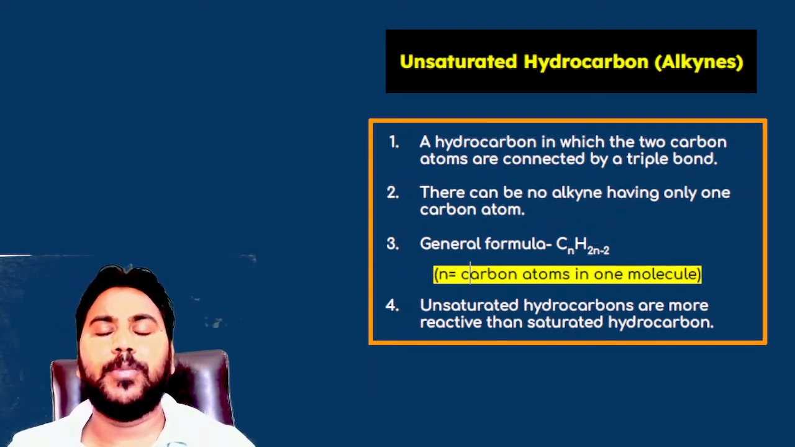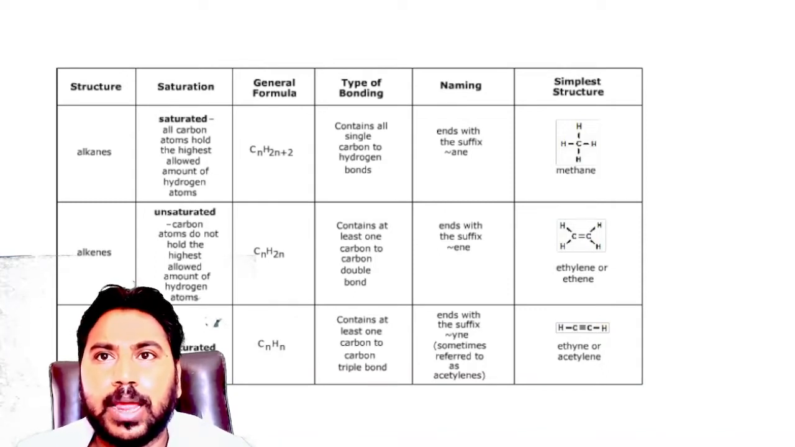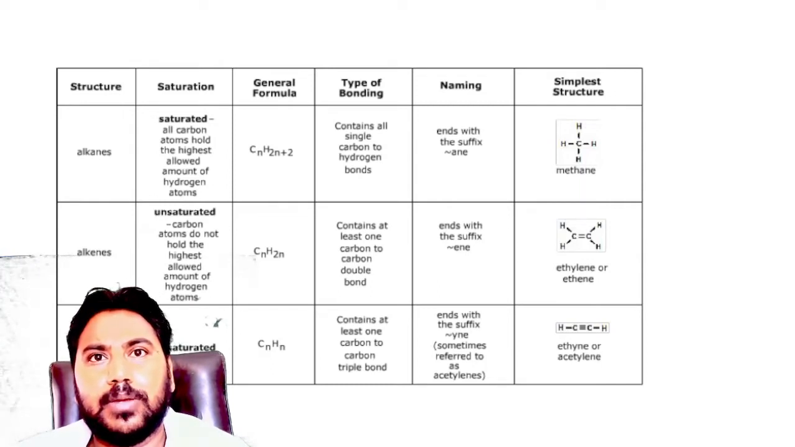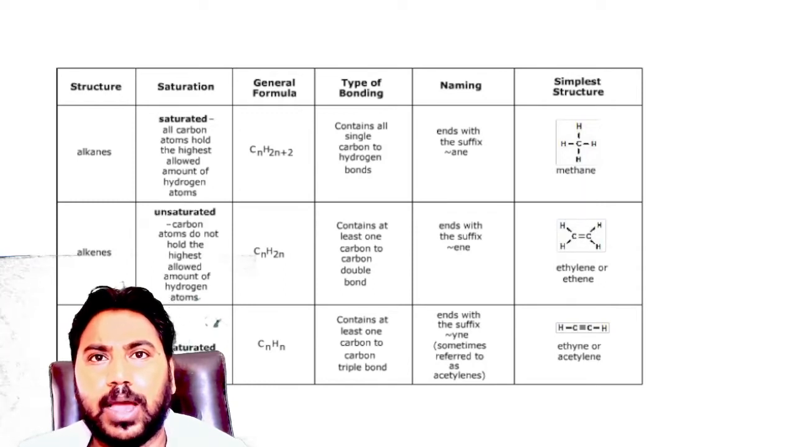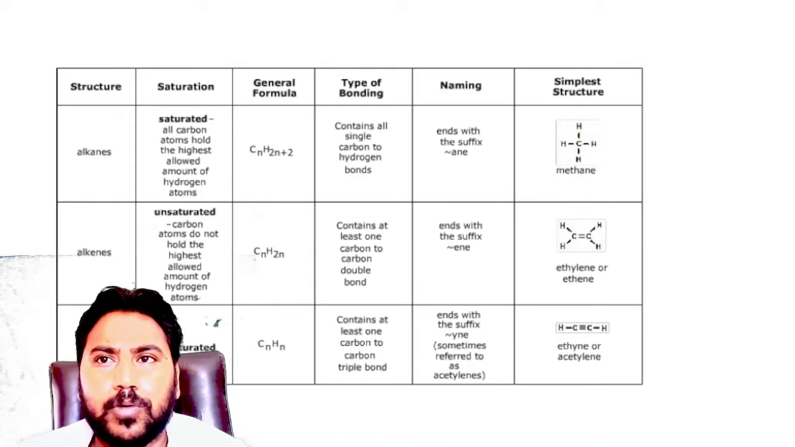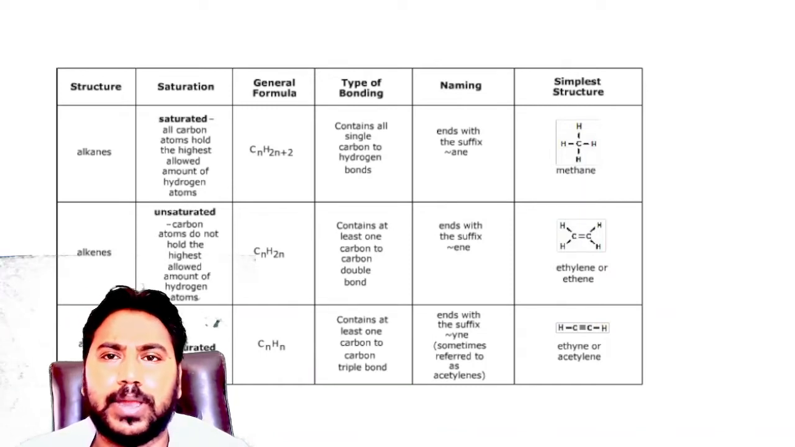Now let's draw the structure of alkane. As we know that carbon has valency which is equal to 4, and these valencies are satisfied by hydrogen. So here is the structure of methane, ethane, propane, butane, pentane, and hexane.